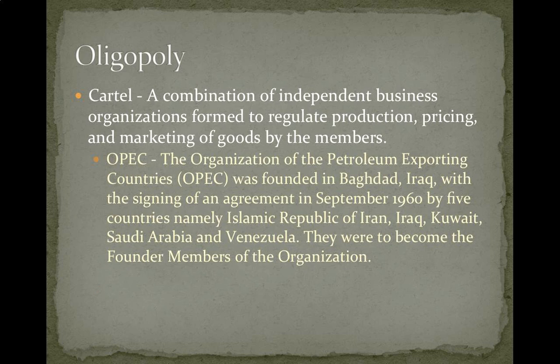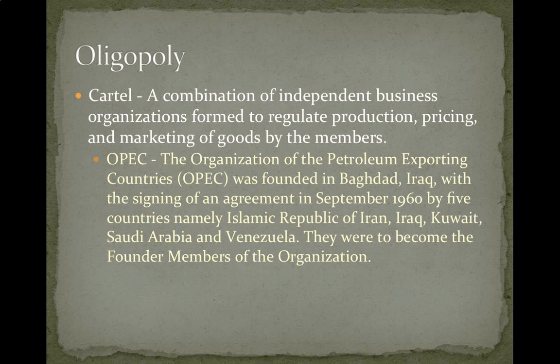Cartels are something that's also associated with an oligopoly, and in the United States, cartels are illegal. And going back to collusion, in the United States that is also illegal. But a cartel is a combination of independent business organizations formed to regulate production, pricing, and marketing of goods by the members. We don't have any cartels in the United States, but one that you might be familiar with is OPEC, which is the Organization of Petroleum Exporting Countries.